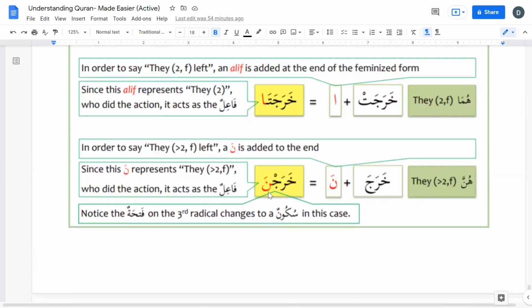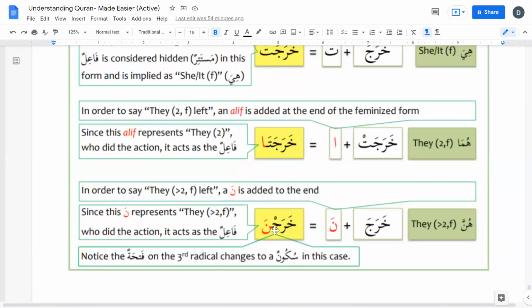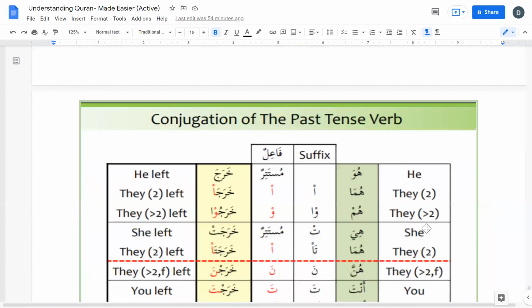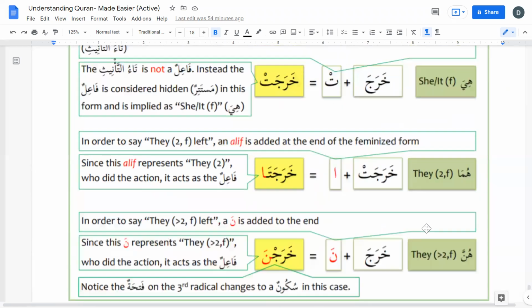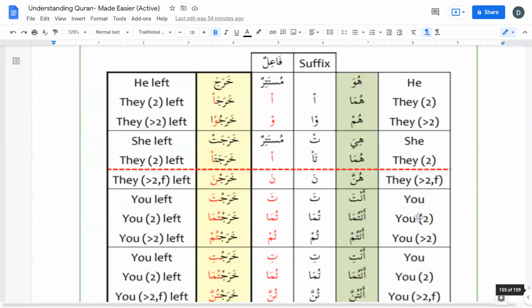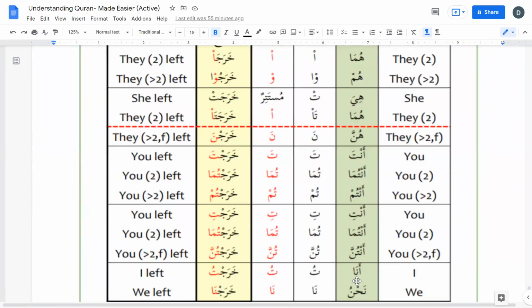And as soon as this kharajna comes, it puts a sukoon on the lam kalima in the hunna version. As for the rest of the pronouns in our independent pronoun table, we remember what we have: huwa, huma, hum, hiya, huma, hunna, then anta, antuma, antum, anti, antuma, antunna, ana, nahnu.